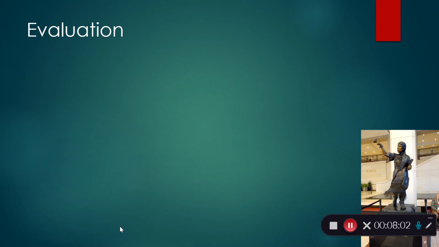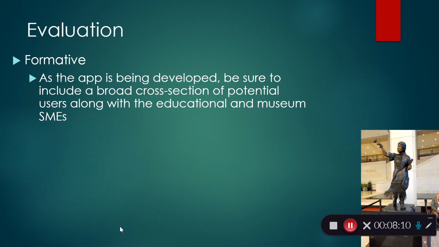Evaluating informal learning creates a number of difficulties because it's informal. I'm not giving them a quiz, I'm not giving them a test. When we are creating the app, when we're doing the formative evaluation as part of the instructional design process, we want to make sure that we create a cross-section of potential users in our testing group. We want to keep in touch with the educational and museum SMEs as well to make sure that we are creating a visitor experience that enhances the overall experience for those visitors.